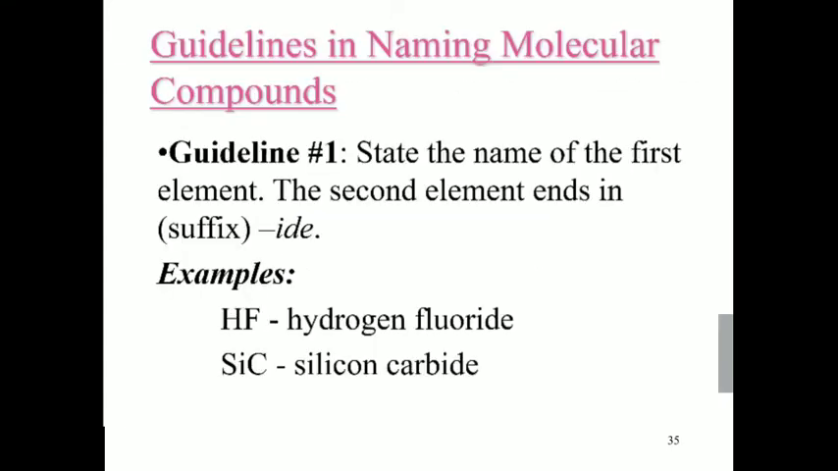There are guidelines in naming molecular compounds. Guideline number 1: molecular compounds with two atoms like HF and SiC, you use the suffix -ide for the second element. So you name the first element completely. In this case, we have hydrogen fluoride, and number 2, we have silicon carbide.